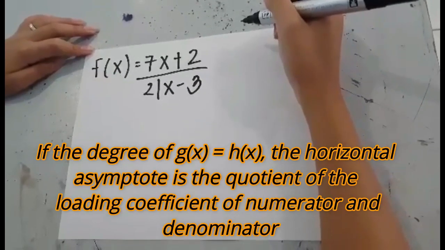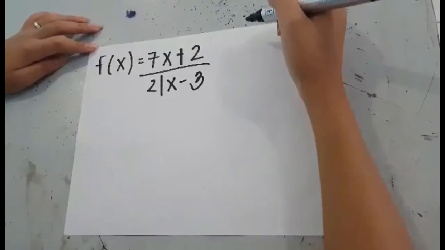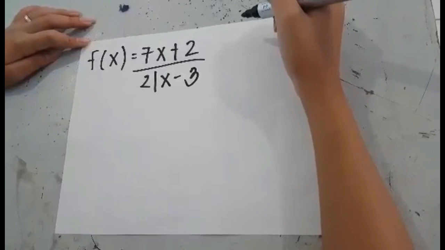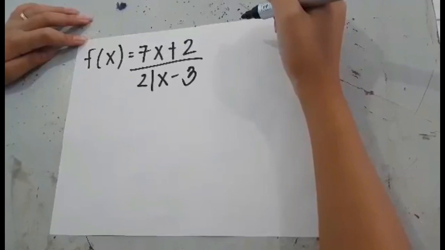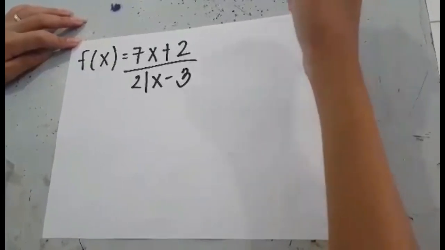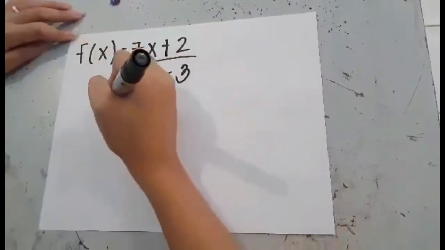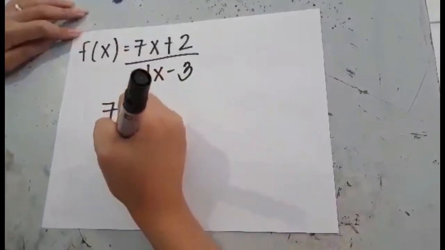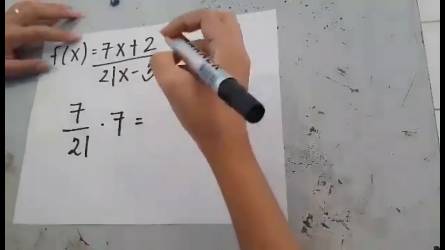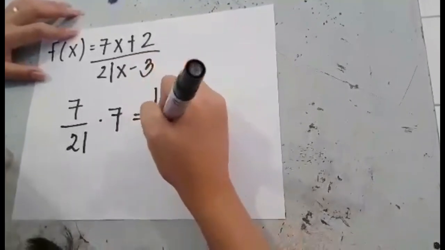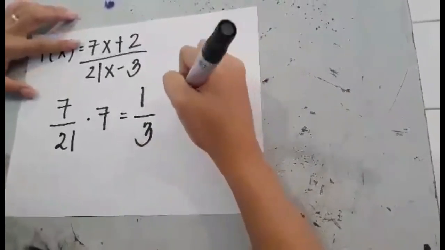Our example is f of x is equal to 7x plus 2 over 21x minus 3. Since the degree of g of x is equal to h of x, the horizontal asymptote is the quotient of the leading coefficient of the numerator and denominator. Copy the leading coefficient of the numerator and denominator. Then simplify. The horizontal asymptote is 1 over 3.